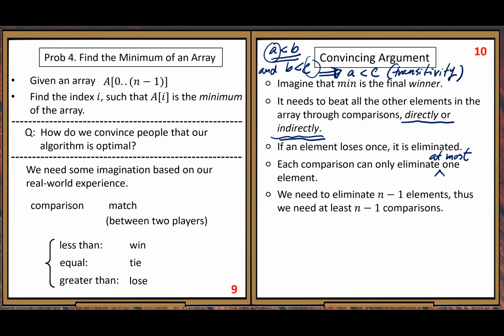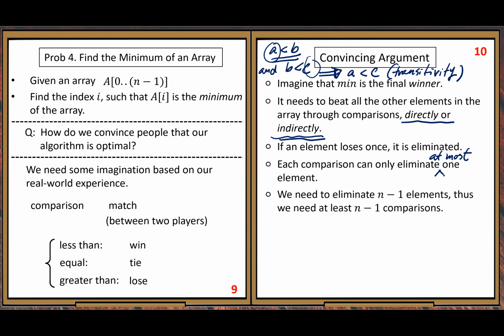You may use more than n-1 because you may do redundant comparisons. If you do redundant comparisons, you use more than n-1 comparisons, but the minimum is n-1 comparisons. That means you cannot use n-2 comparisons to find the minimum, because with n-2 comparisons you cannot eliminate n-1 elements. There is no way.